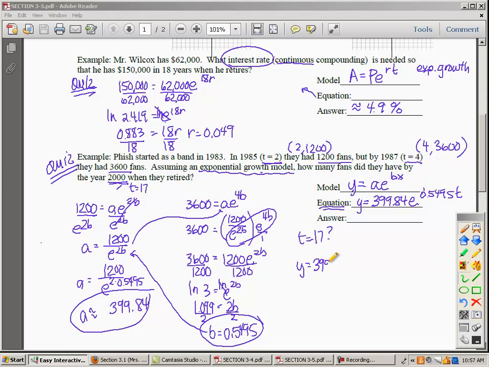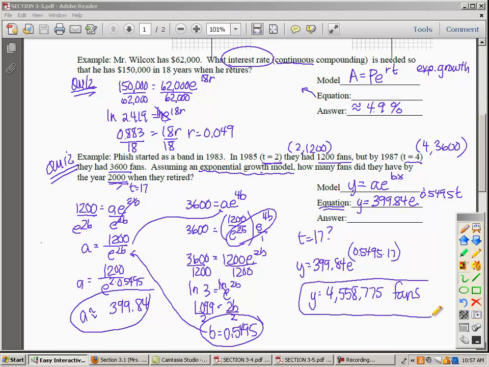So 399.84 times e to the 0.5495 times 17. And make sure when you put it in your calculator, all of that is in parentheses. You should end up getting that there are about 4,558,775 fans. Please do not write a decimal. We don't count partial people. But this is the idea.